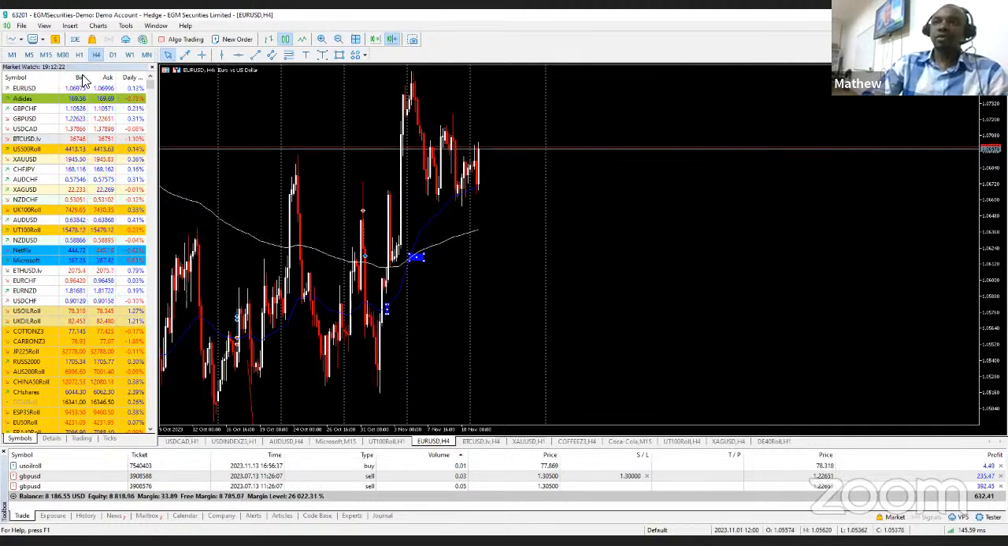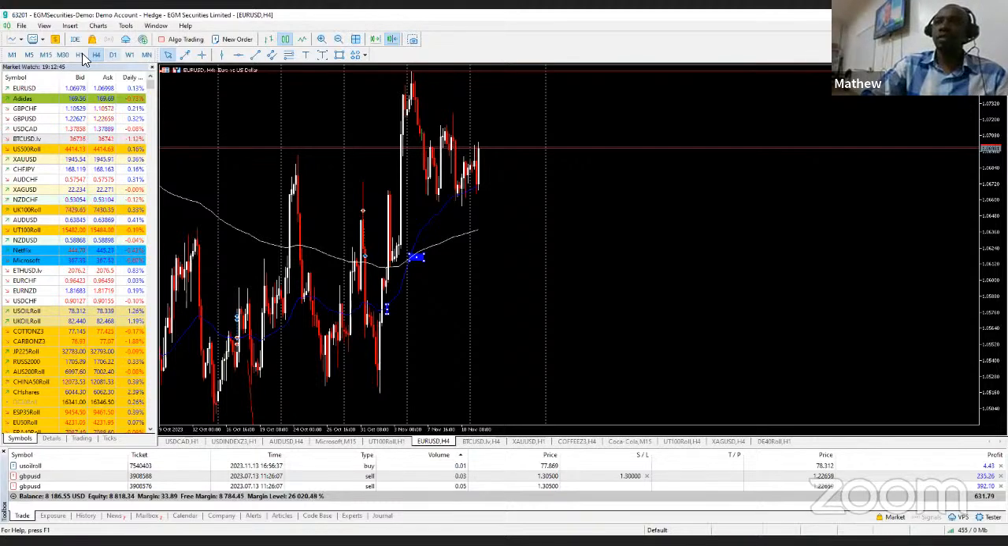Maybe to a test of this particular price level, maybe last week's high, maybe to that particular price level before maybe a downward trend. So the crosses are really useful when it comes to identifying opportunities for you to enter or even exit a particular market. Now, let's go to H1.